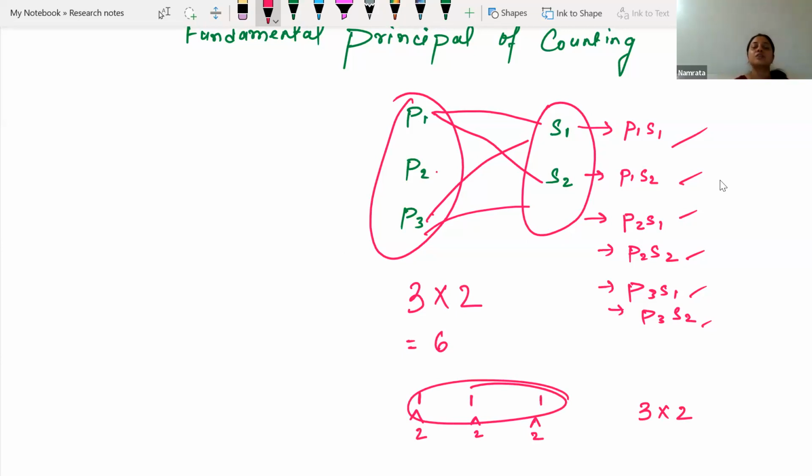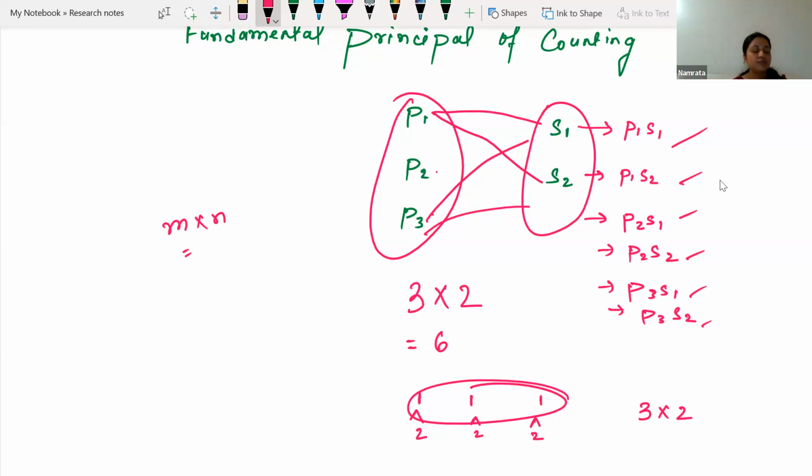Let me write the principle here so that it makes sense to you. If an event can occur in m ways, followed by another event which occurs in n ways, then the total number of occurrences of the event will be m times n. This gives the total number of possibilities. Is it clear, Lina? Yes, ma'am.